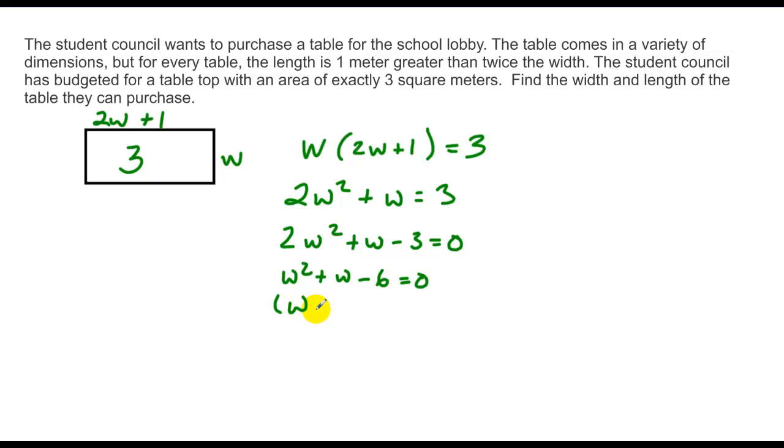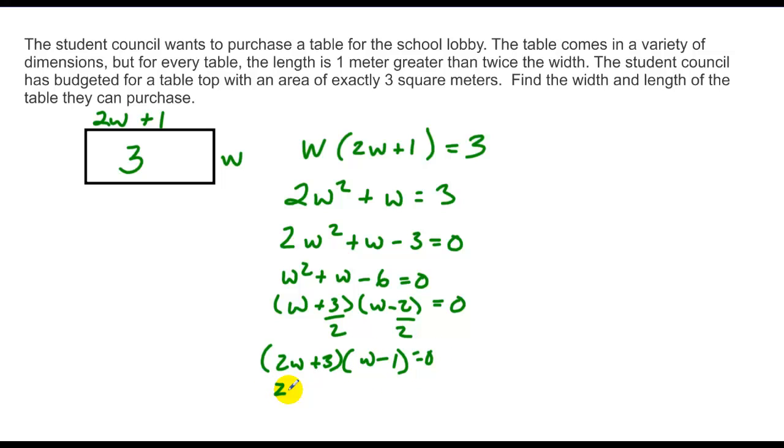We multiply, get plus 3 minus 2. Divide by the 2. Reduce fractions. Bring any remaining fraction forward, so that's 2w plus 3, w minus 1. Set them both equal to 0. Get 1 and negative 3/2. The negative 3/2 makes no sense.